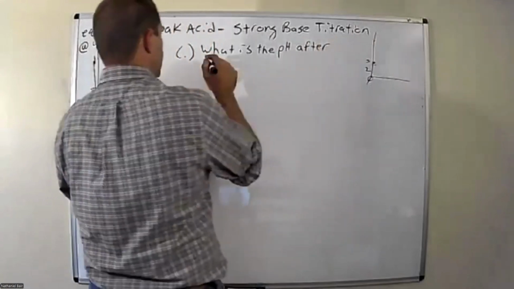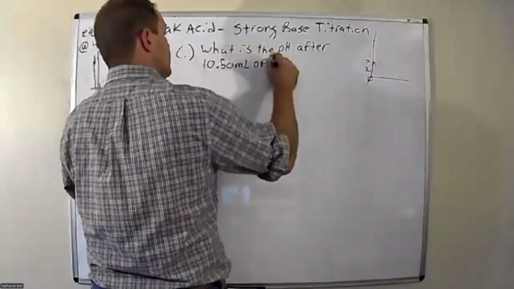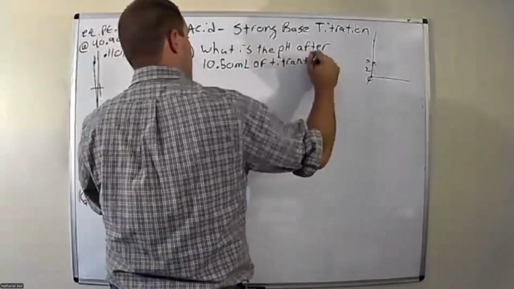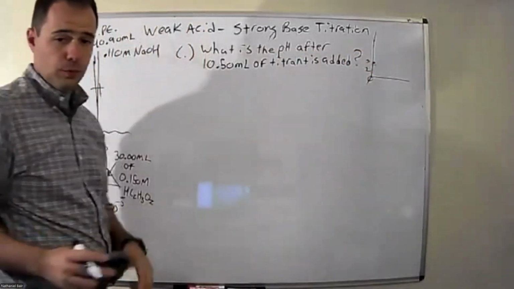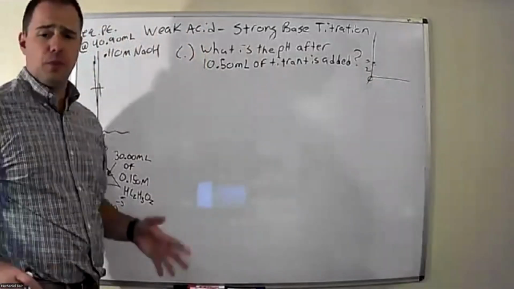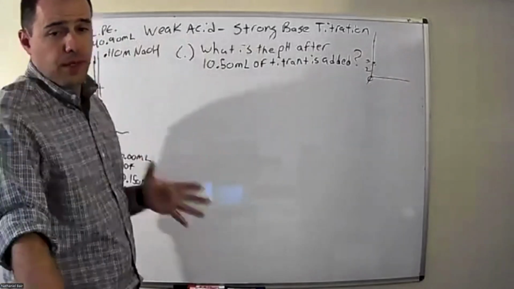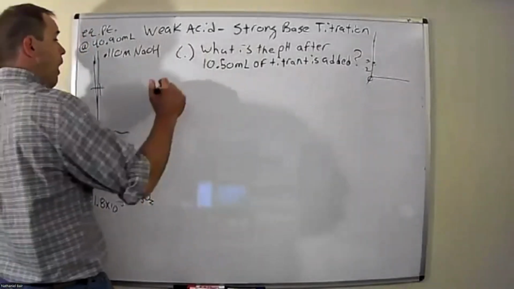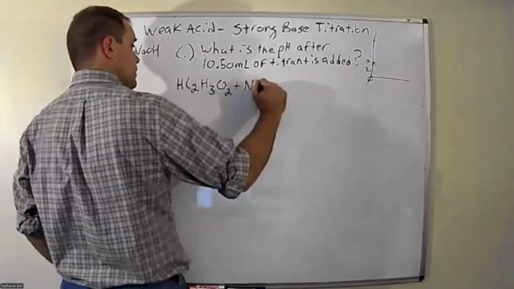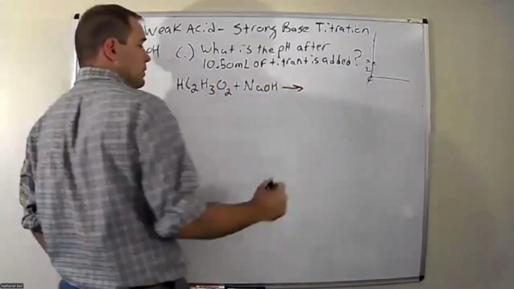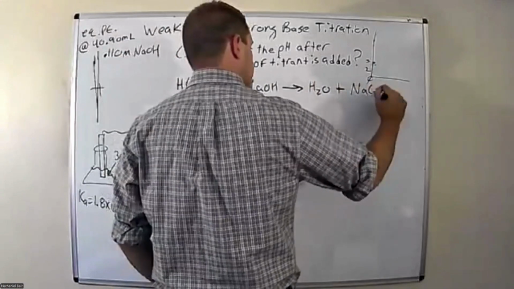I don't know. Let's do 10.50 milliliters of titrant is added. Cool. So now we need to write the reaction. Now we're adding the sodium hydroxide. The first thing we need to do is write down the reaction that's going to happen. So the acetic acid, HC2H3O2, reacts with the sodium hydroxide to make water and sodium acetate.